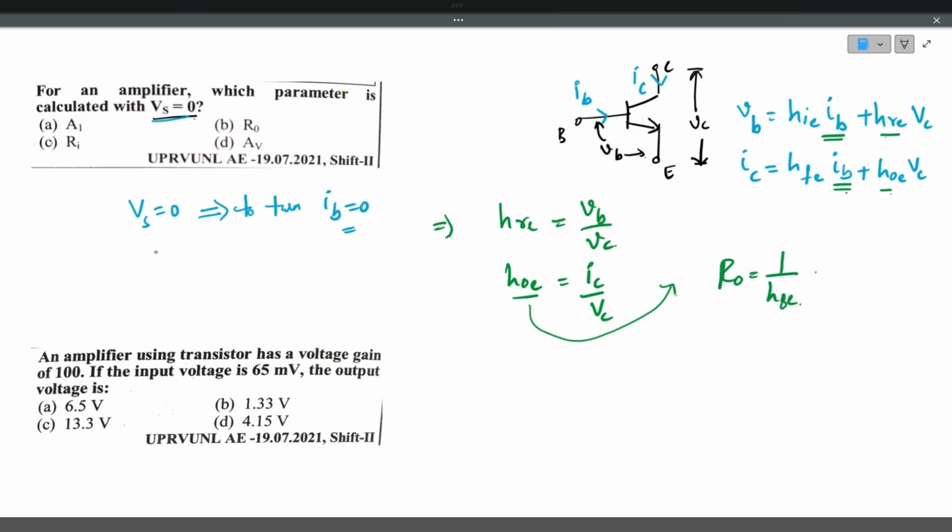So by making Vs equal to 0, we can turn the input current IB to 0. By making the input current 0, you can find out two parameters: first, the reverse voltage gain, and second, the output admittance. In turn, you can find the output resistance also, because the reciprocal of admittance is resistance. So the answer is option B.